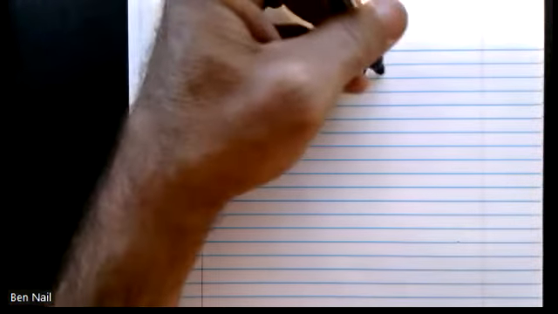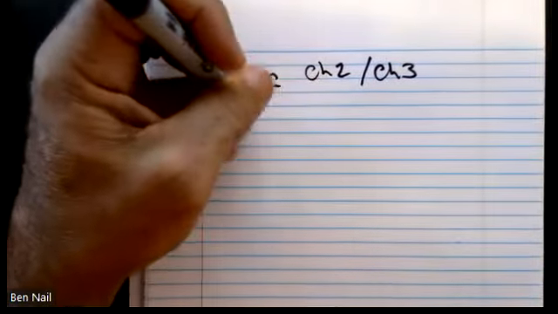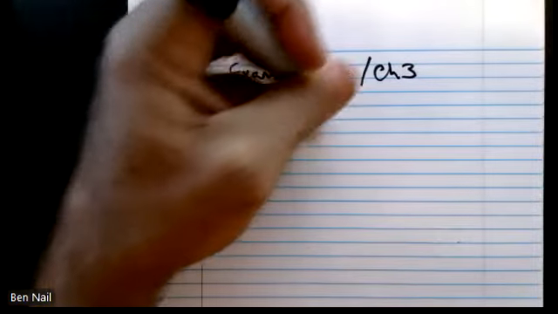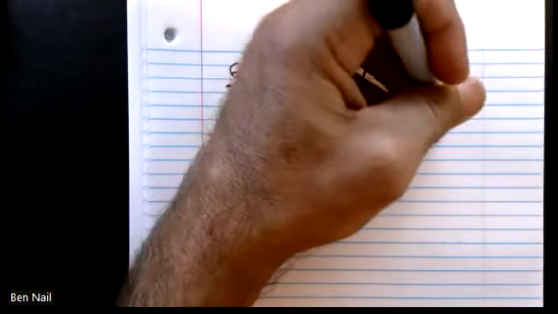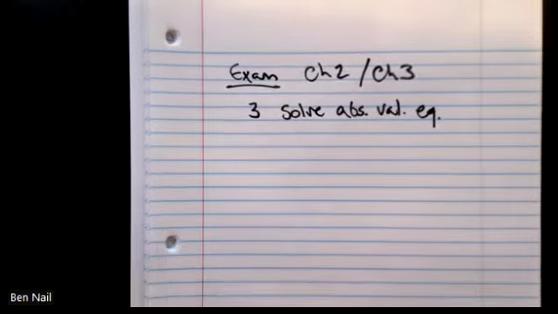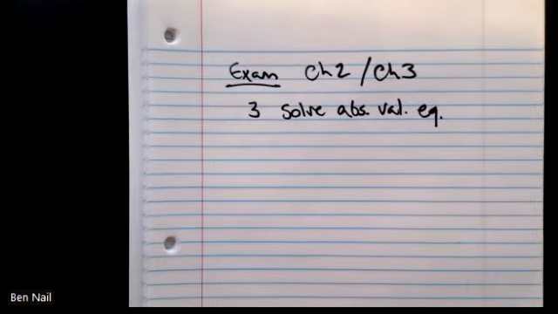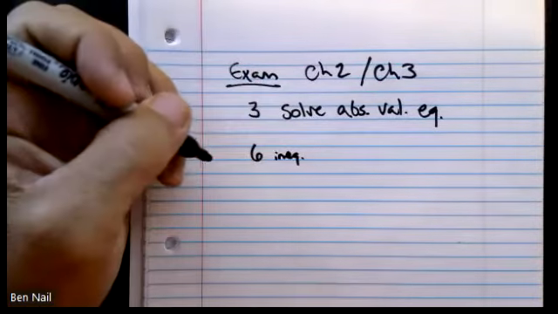But anyway, your exam covers everything that we've talked about so far. So it covers both chapter 2 and chapter 3 steps. There are 3 questions that are going to ask you to solve an absolute value equation. There are 6 inequality problems.